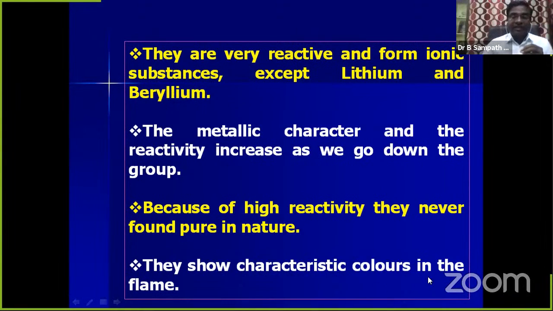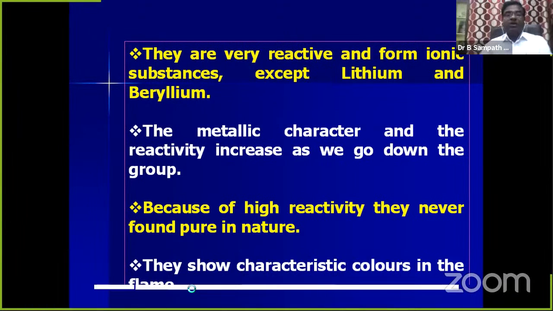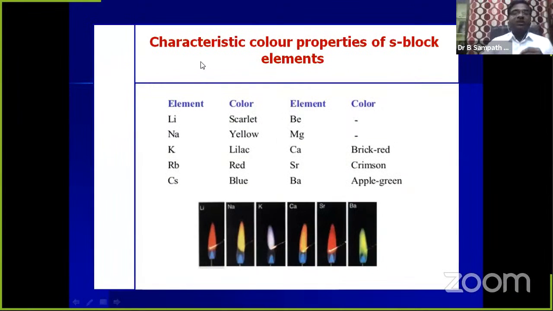They show characteristic colors in the flame. See how they show the characteristic colors. These are the characteristic color properties shown by the s-block elements. Lithium, when we expose it to the flame, shows a scarlet color. Sodium gives golden yellow. Potassium is lilac, and rubidium burns with red color. Cesium burns with blue color. Calcium burns with brick red, strontium with crimson red, and barium with apple green color.